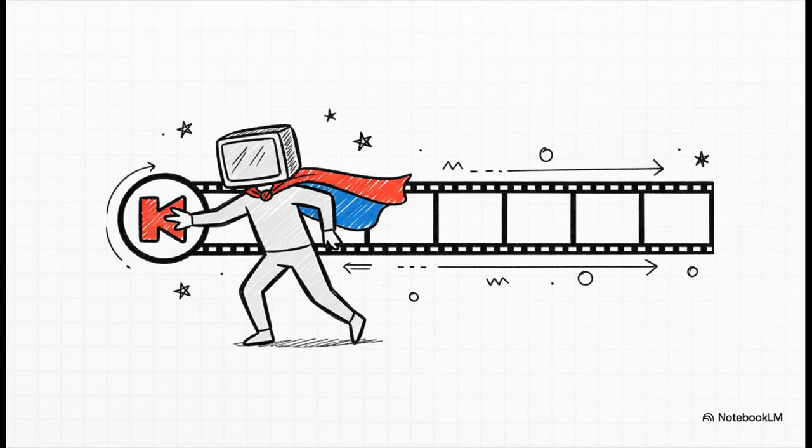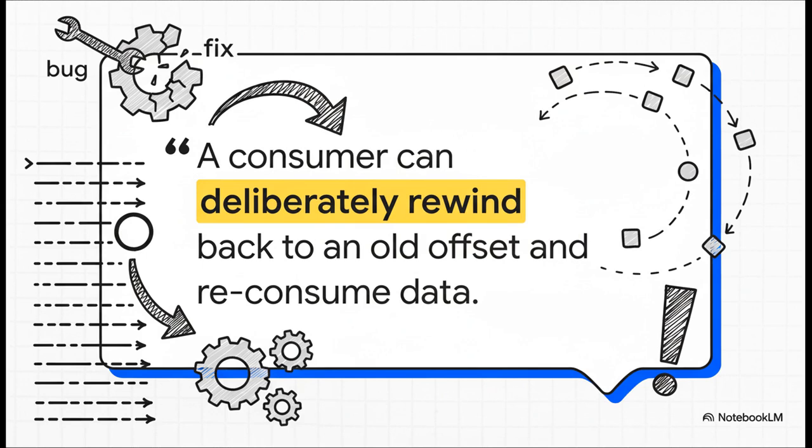And this whole dumb broker, smart consumer model, it unlocks a genuine superpower for developers. The ability to travel through time. Listen to this quote from the original paper. Because the consumer is in charge of its own position, it can just decide to go back to an earlier point in the log and reread everything. Did you find a bug in your code? No problem. Fix the bug, rewind your consumer, and just reprocess all the data correctly. This was an absolute game changer.